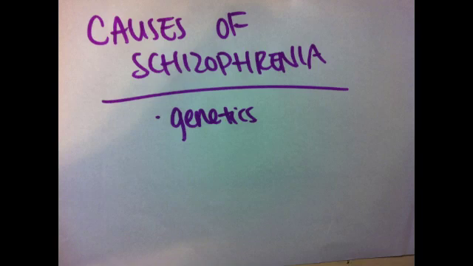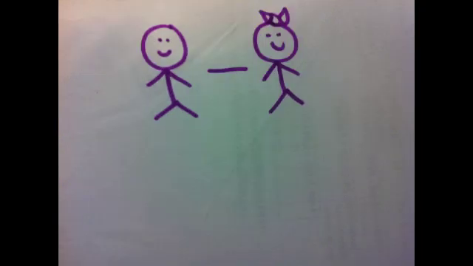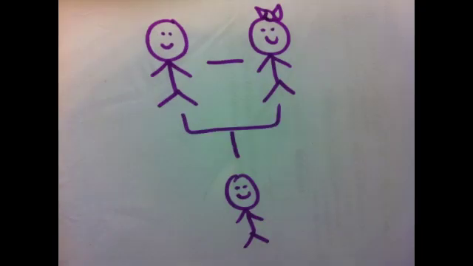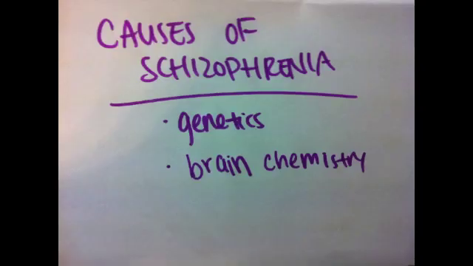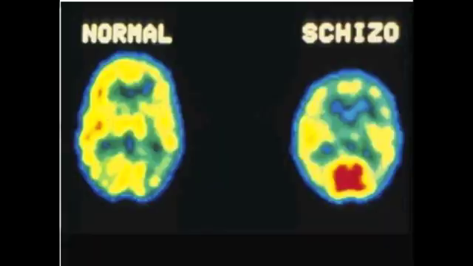Schizophrenia has various causes. A major one is genetics. Schizophrenia runs in families, so a person often has schizophrenia because he or she has inherited it from a parent. Another cause is brain chemistry and structure. Neurotransmitters play a big role in the presence and severity of schizophrenia.